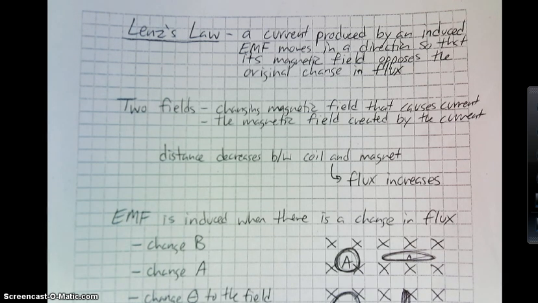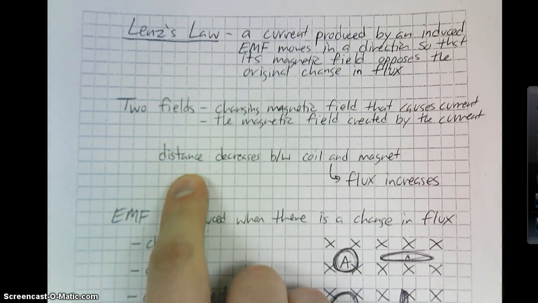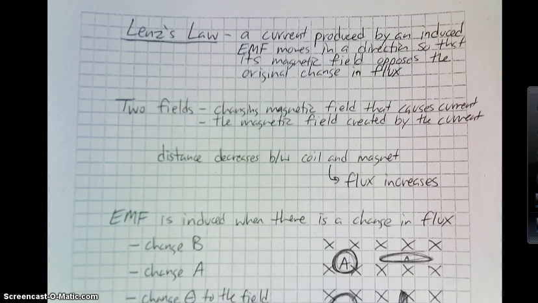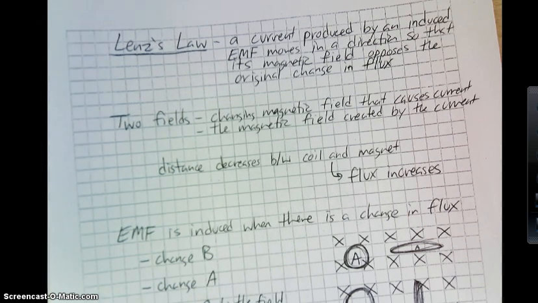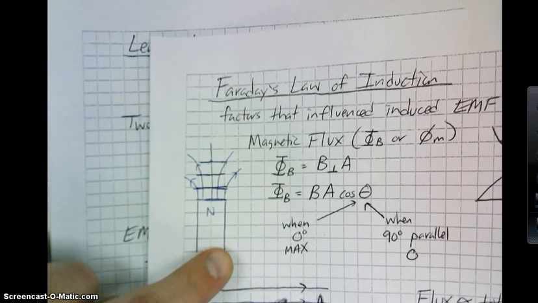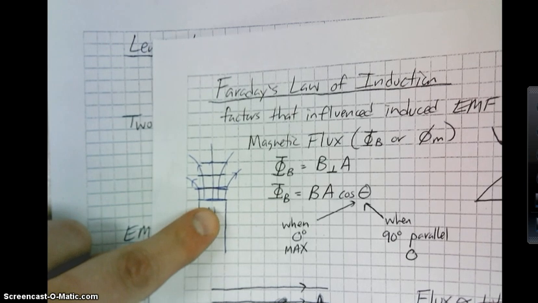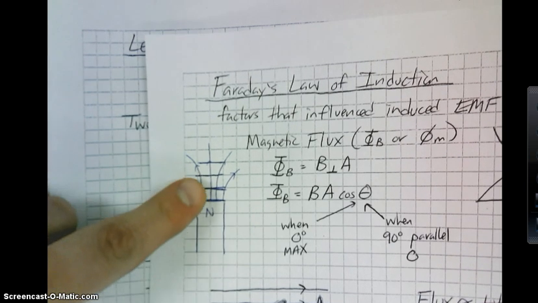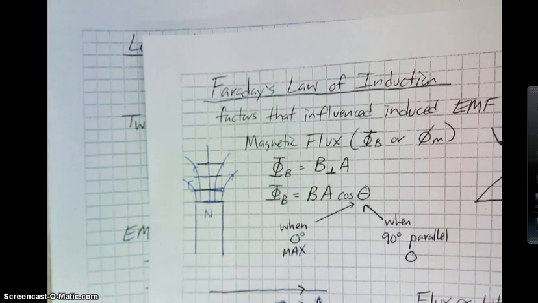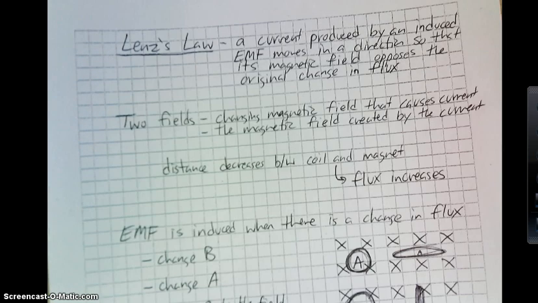Another piece that will affect this, obviously, is the distance between the coil and the magnet. As the magnet gets closer, the flux will increase, and that's what I went through back here with this picture. If I was physically moving the magnet towards this, the closer it got, the more lines would go through it. The closer the paper gets to the magnet, the more lines flow through it.